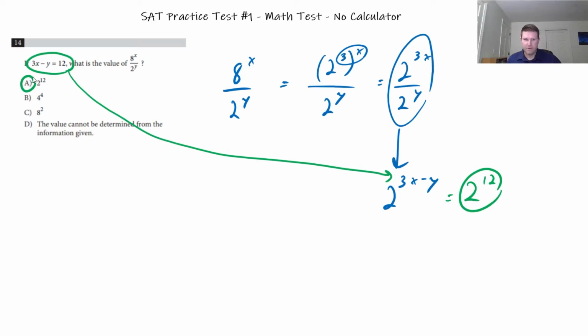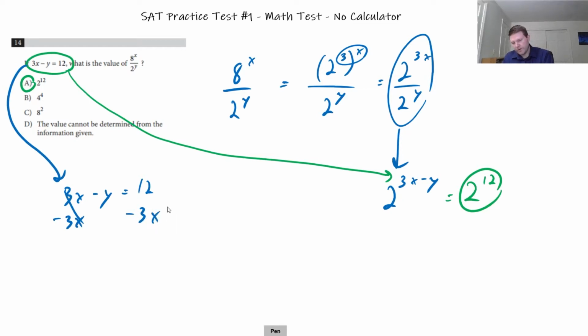Now, a lot of people will solve this a different way, where they see this and right away they want to get y by itself, which is actually okay, right? So it's 3x minus y equals 12. So I want to move the 3x over.